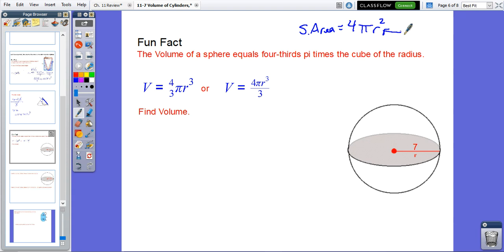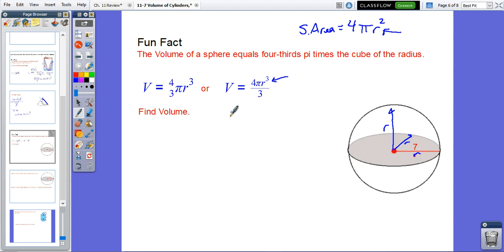Now we use squared because area is a two-dimensional measurement, so it's length times width. But we're at three-dimensional, so we're doing length times width times height. That's why we use radius cubed, length times width times height here. These are all radius, radii, and radii right here.